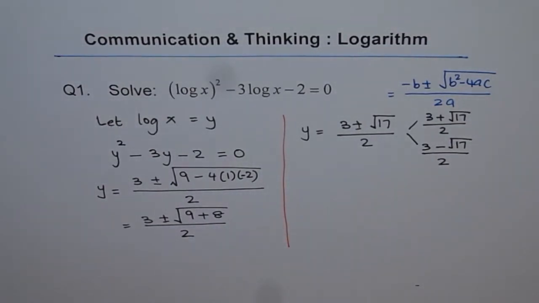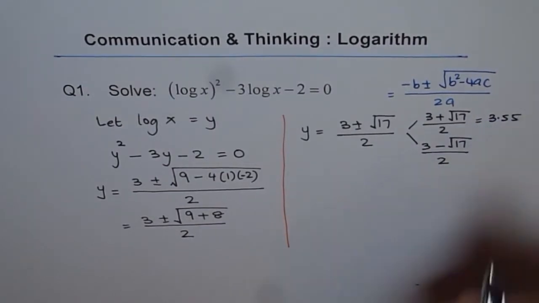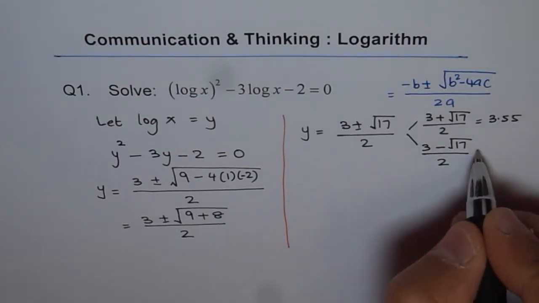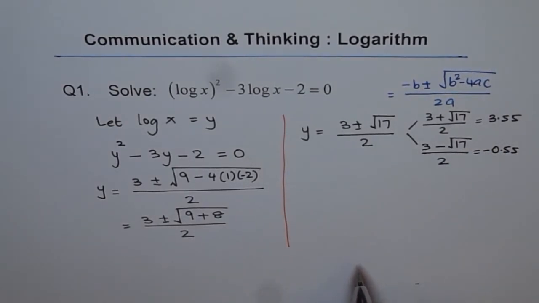So square root 17 is 4.123, so I'll round that to 4.1. So let's calculate. 3 plus 4.1, divided by 2, equals to 3.55. And 3 minus 4.1, divided by 2, equals to minus 0.55. So these are two possible values for y.